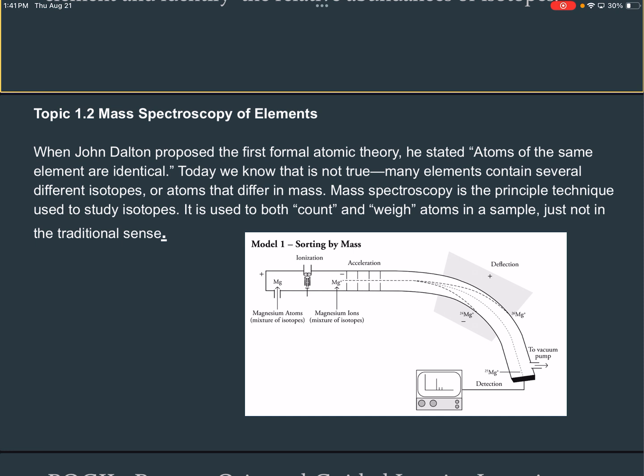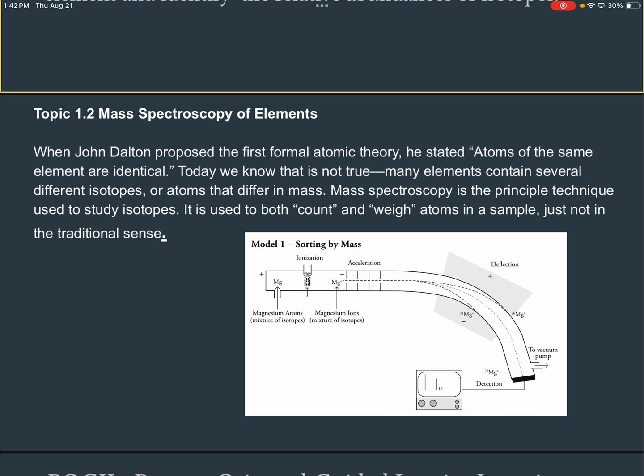Ionization, acceleration, deflection, and detection. Yeah, it just doesn't say that. And then there's 5 questions for Model 1, so turn the page. 5 questions for Model 1. So just stop before you go to Model 2. What are the 4 things it does? It's labeled. Ionization.